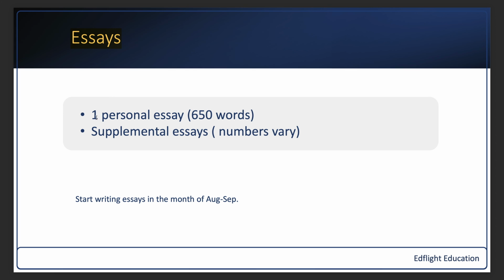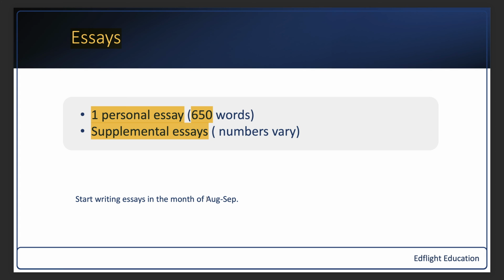The next big piece of the application is essays: the personal essay and supplemental essays. As a part of the application, you will be asked to write a 650-word personal essay. And depending on the university, there could be 2, 3 or even 4 college-specific essays for each college you apply to. Now imagine if you are applying to 15 colleges, you would have to write 30 to 45 college-specific supplemental essays. And that takes a lot of time. That's why I would recommend you start your application as early as possible and start working on your essays in the month of August itself.